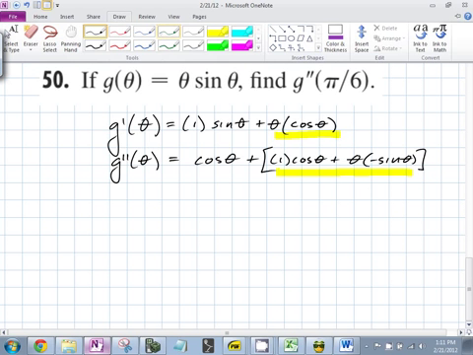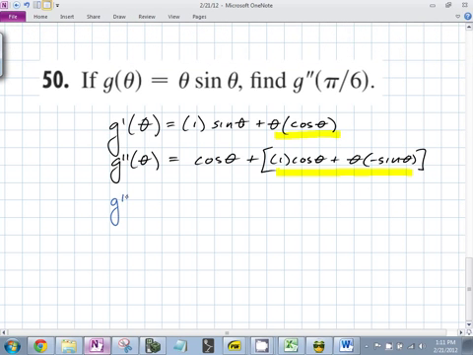So now all we're doing is evaluating. That's it. G double prime of pi over 6. You need to know these trig values. What's cosine of pi over 6? Anybody? Root 3 over 2 plus, what's root 3 over 2 minus pi over 6 times, what's sine of pi over 6? 1/2. So you end up with root 3 minus pi over 12.